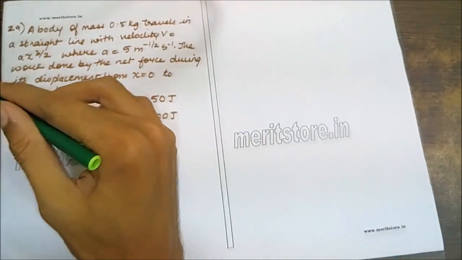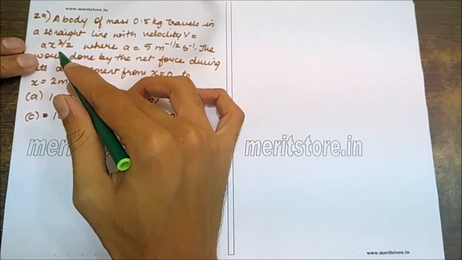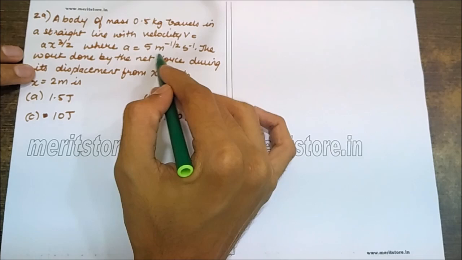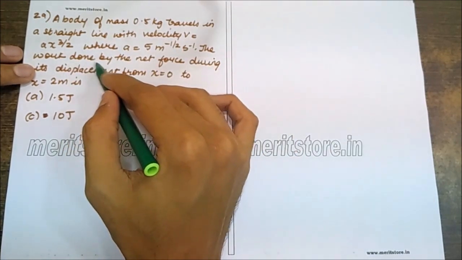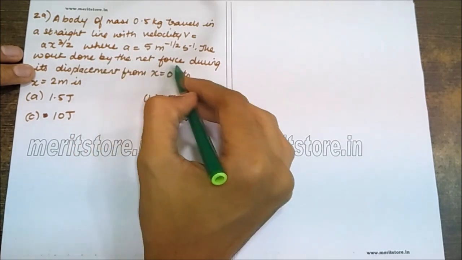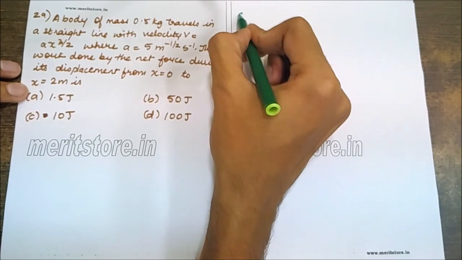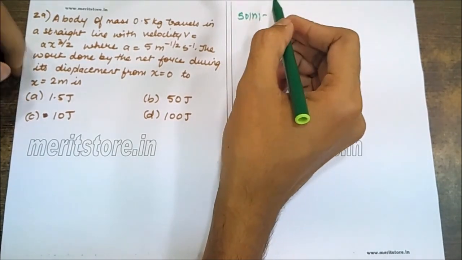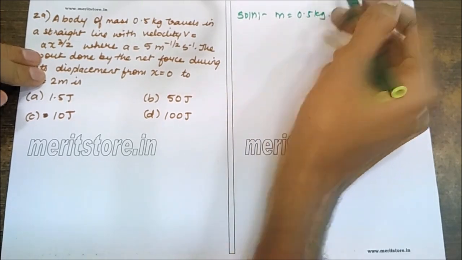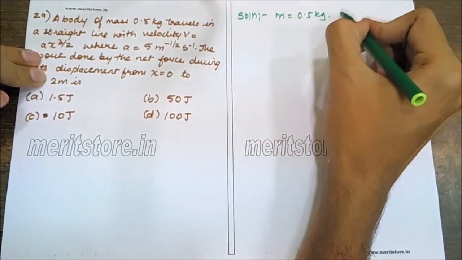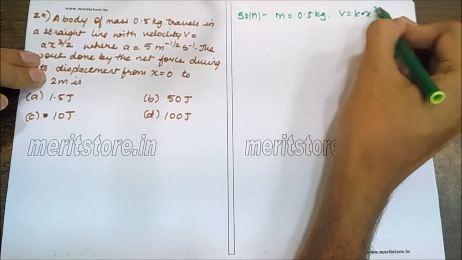A body of mass 0.5 kg travels in a straight line with the velocity v equals a x raised to 3 by 2, where a is 5 meter to the power half per second. The work done by the net force during its displacement from x equals 0 to x equals 2 m is? So here we are given the mass, that is 0.5 kg, and also the velocity, which is equal to k x raised to 3 by 2.